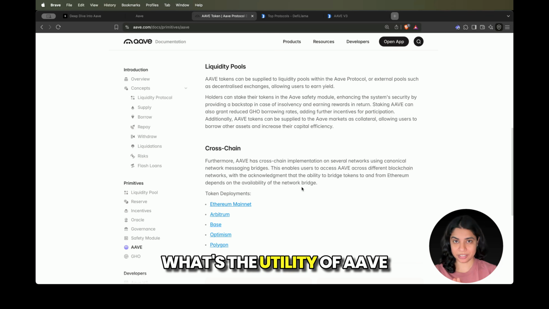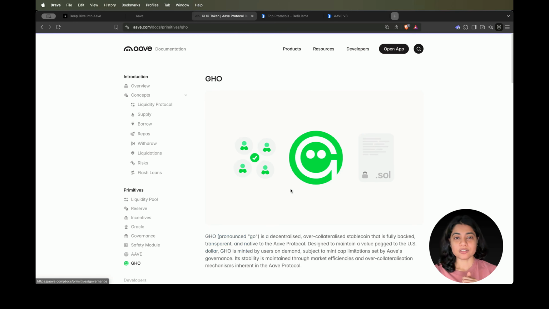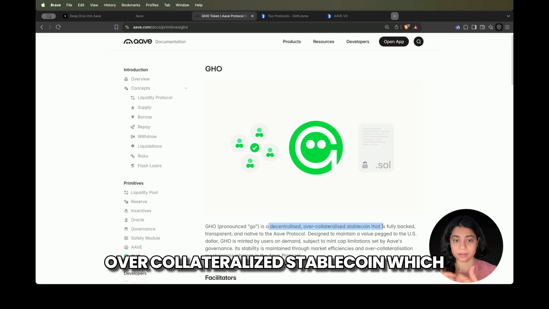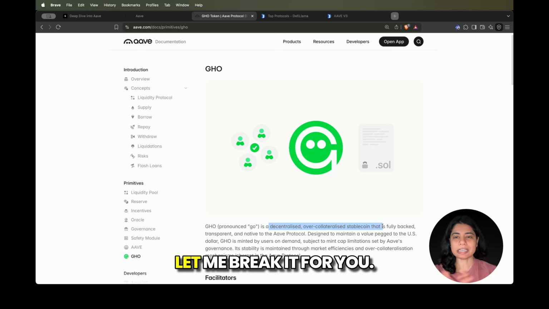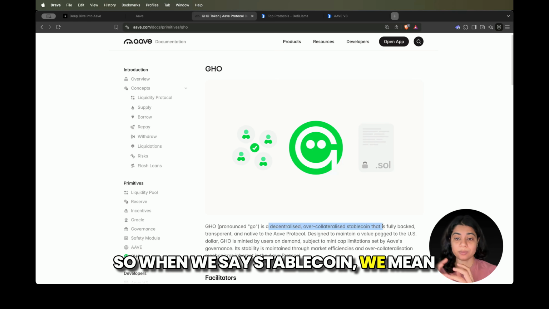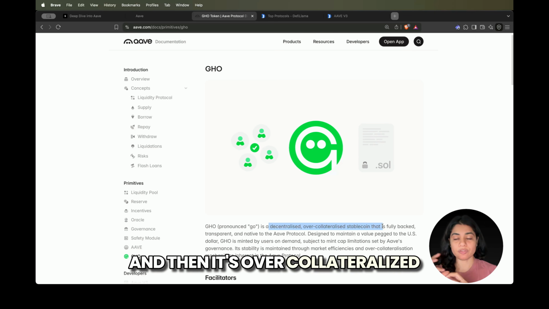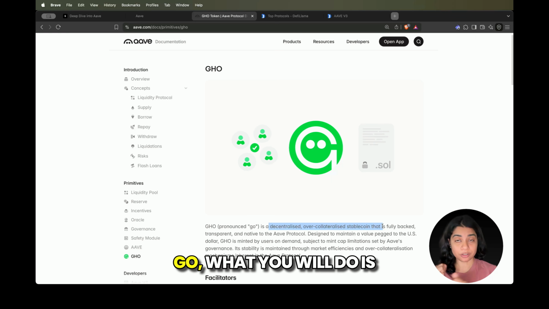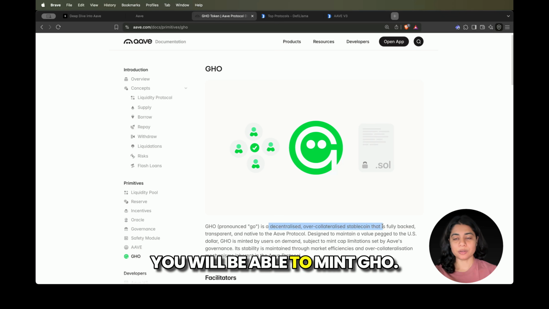Now we understand what the utility of Aave is and how crucial it is. Now let's talk about the stablecoin GHO. GHO is a decentralized, overcollateralized stablecoin, which is backed by the Aave protocol. That seems like a lot of jargon, right? Let me break it down for you. When we say stablecoin, we mean the value of GHO is pegged to $1. And it's overcollateralized in the sense that GHO is minted by users on demand. So if you want GHO, you will supply a collateral and then you will be able to mint GHO.